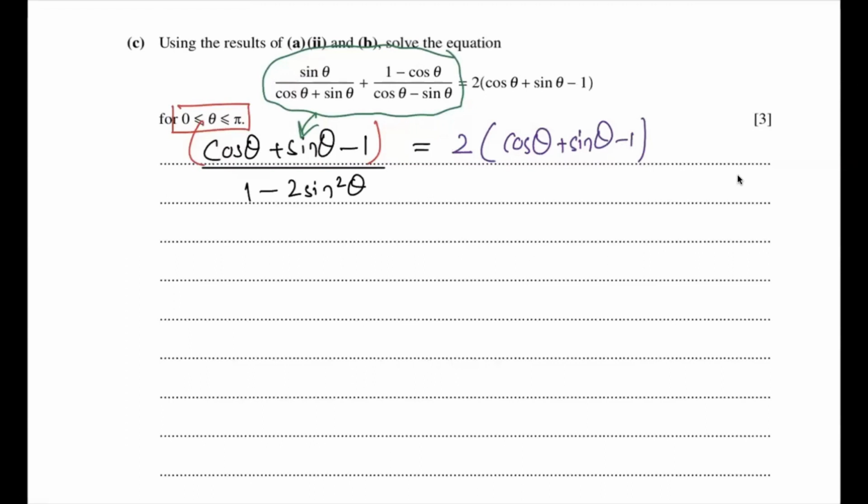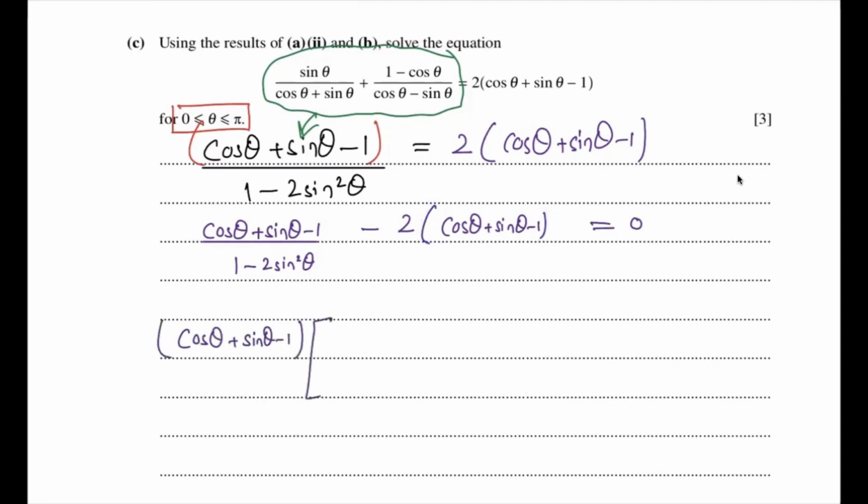All right, so I was saying that instead of canceling these out and missing out on the angles, what we should do is we should take this term on the other side and then take it out common. So the correct working should be cos theta plus sine theta minus 1 divided by 1 minus 2 sine square theta minus 2 times cos theta plus sine theta minus 1 equals to 0. So here we have this bracket and this bracket, which is the same. So we can take this common out. So cos theta plus sine theta minus 1 times 1 upon 1 minus 2 sine square theta minus 2 equals to 0.